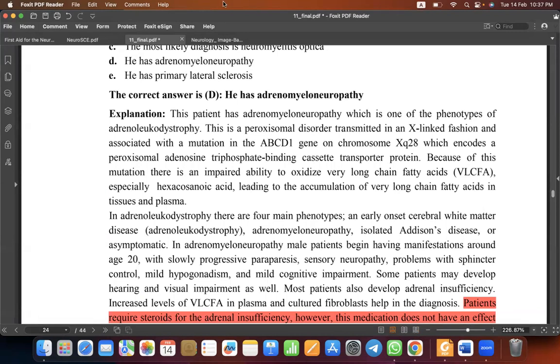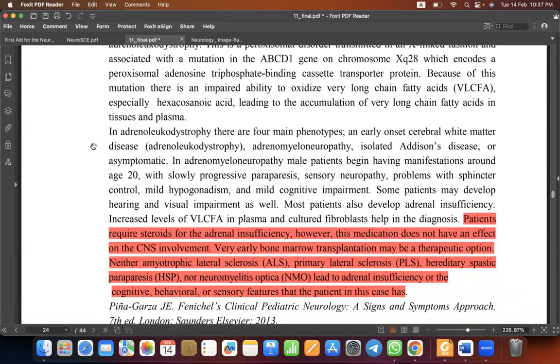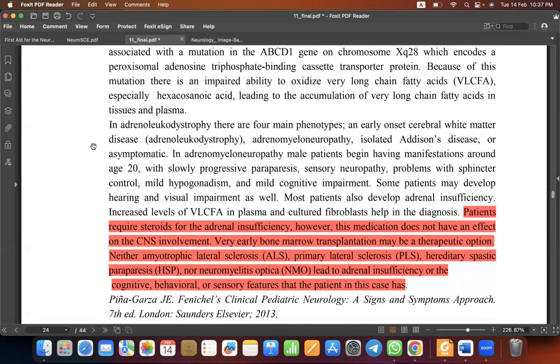Okay, so the issue is that patient having very long chain fatty acids, it's important. So sometimes we can check the level of very long chain fatty acids in the plasma. We can check the fibroblasts. That is very important. The patient may respond to steroid quite well for adrenal insufficiency. This medication has no effect on CNS improvement. It has no effect on the CNS involvement as well.